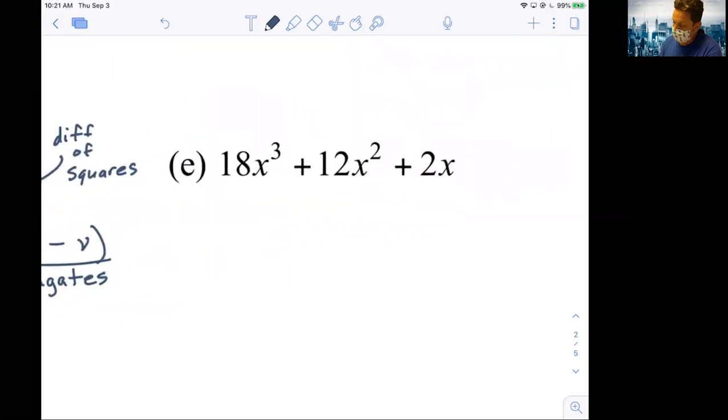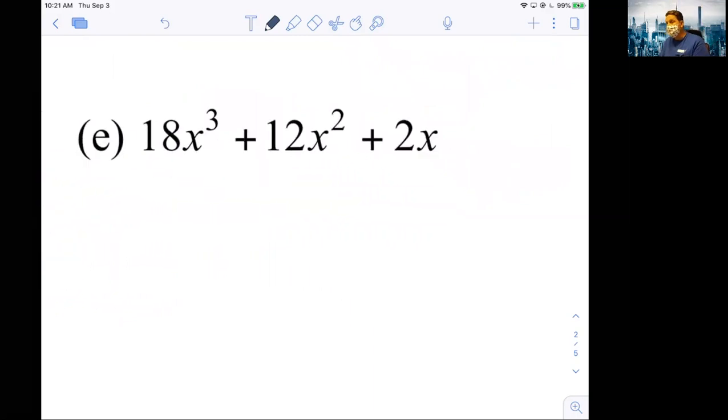Okay, letter E. So what do you notice about this one? What's the degree? 3, so it's a cubic and trinomial, good. Is it written in descending order? Yes, okay. So we don't have to housekeep or rearrange. It's like we walked into a restaurant and the table's already set.